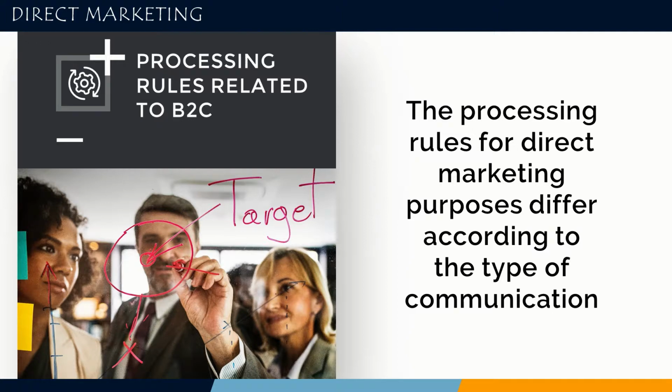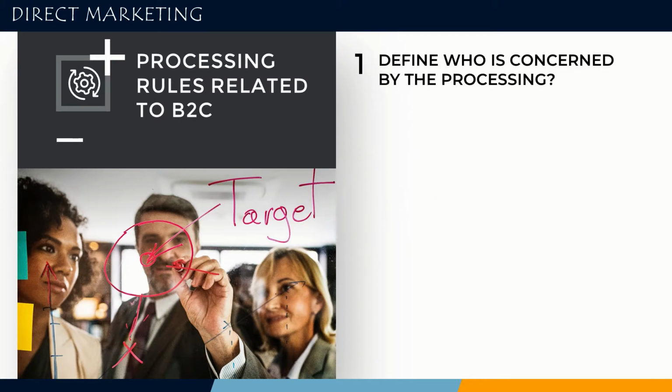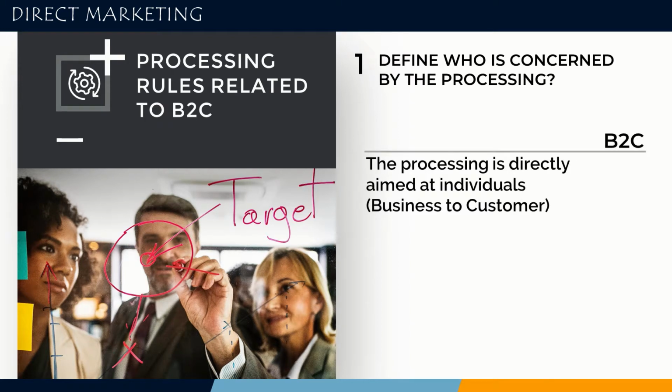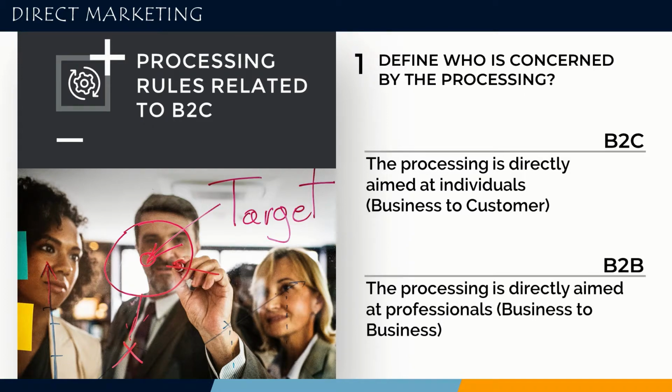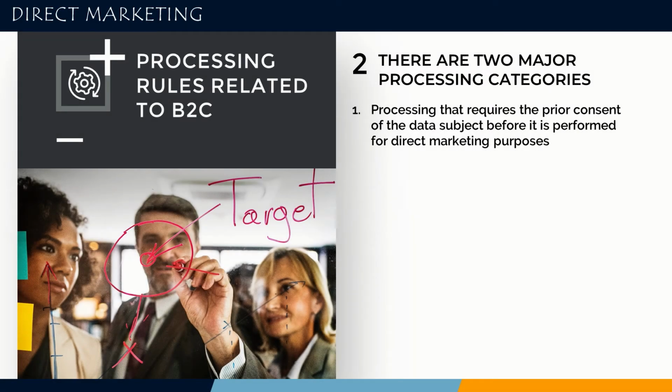An important difference is based on who the data subject is. When the processing is directly aimed at individuals, it is called business to customer or B2C. And when the processing is directly aimed at professionals, it is called business to business or B2B. In this lesson, we shall only address direct marketing to individuals, namely the B2C relationships. There are two major processing categories.